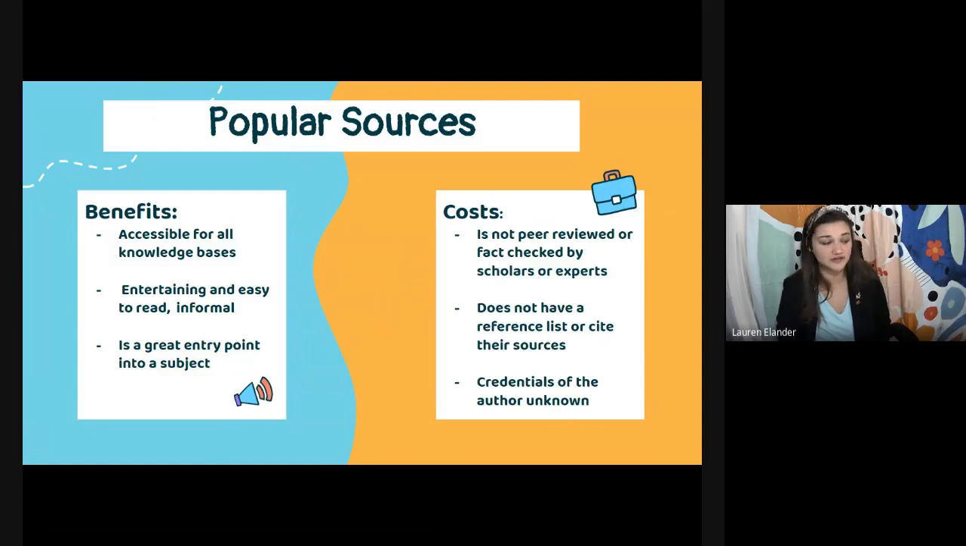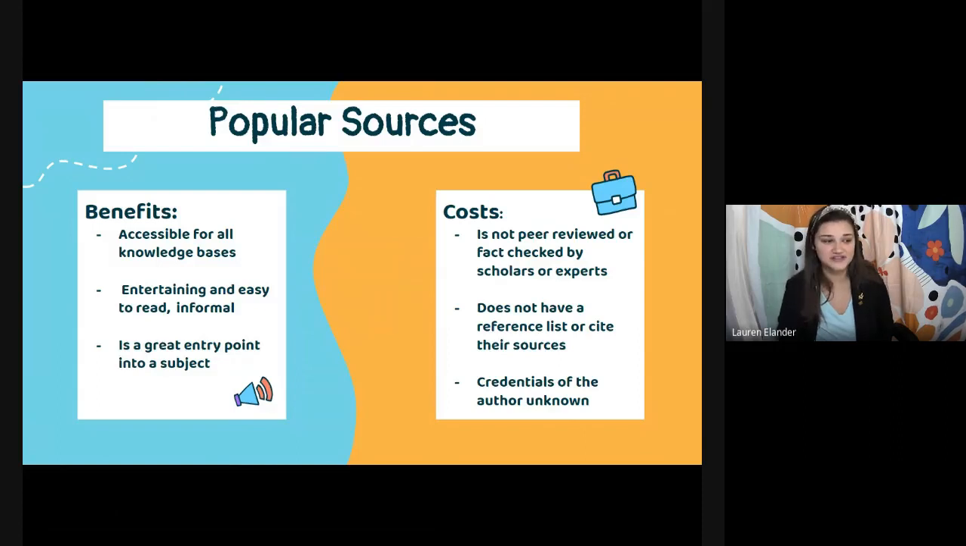The reason popular sources benefit us is because they let everyone in on a basic knowledge. So you can come in if you know very little about a subject, and it should give you the background information you need to understand it. Usually they're also entertaining and easy to read, so you provide a lot of information informally, quickly. And lastly, they're a great entry point to a subject. So if you don't know a lot and you just want to get your feet wet, that's a great way to do it. It's through popular sources because they don't take a lot of knowledge base or have a lot of jargon to get into.